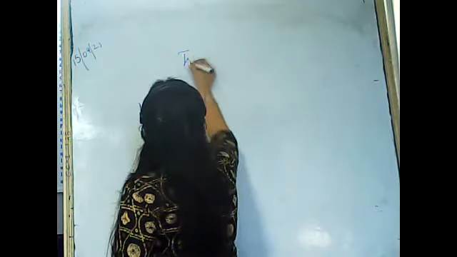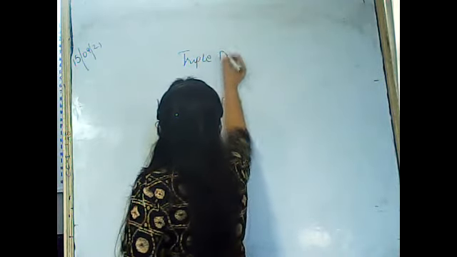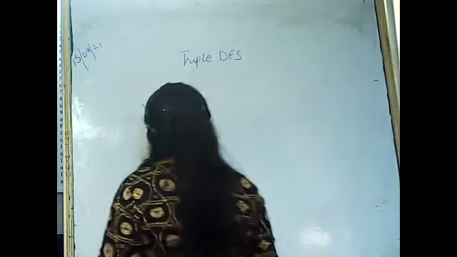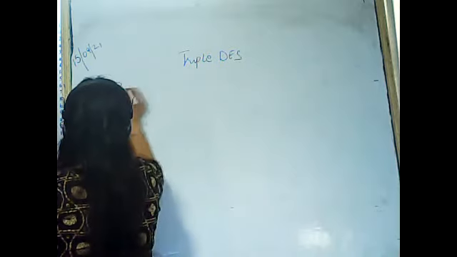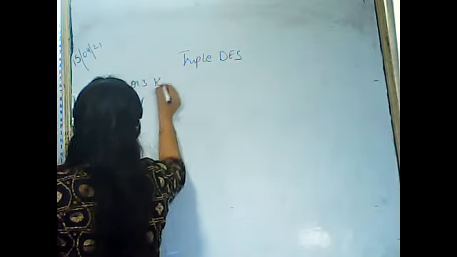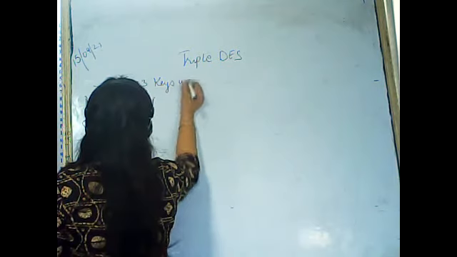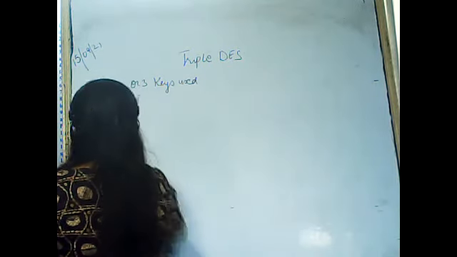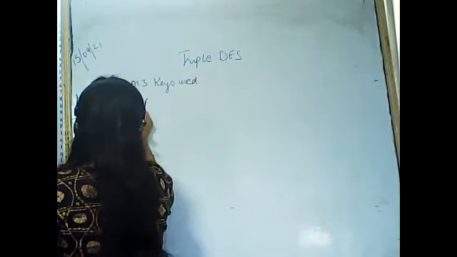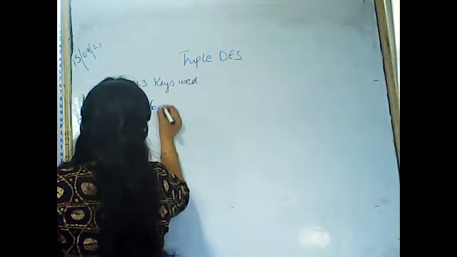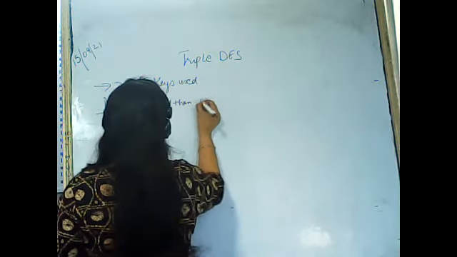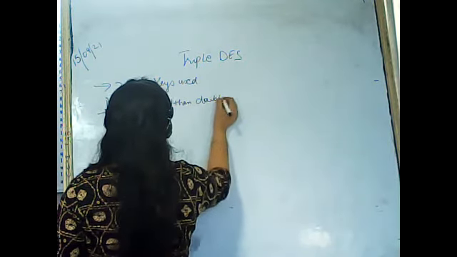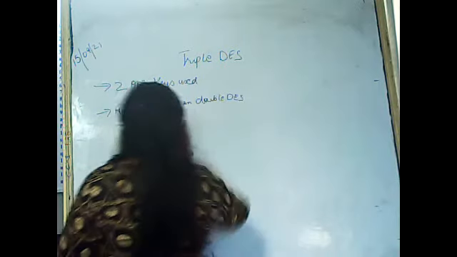Okay, next type of multiple DES is triple DES. That is triple DES. Okay, so here what will happen? Two or three keys are used. That is much stronger than double DES.